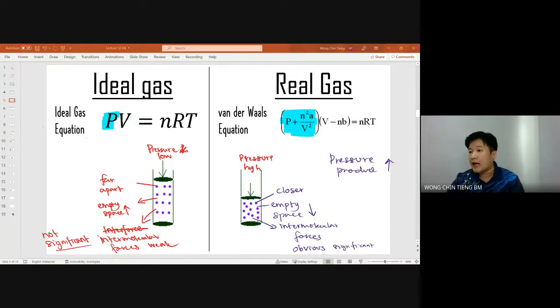Kenapa perlu tambah balik? I hope you remember that this is the ideal. Pressure, daya tarikan tinggi, so dia terikat. Bila dia terikat, pressure jadi rendah. Closer, empty spaces kurang, intermolecular forces jadi significant. Yes, sebab dia terikat kan? So, of course, intermolecular forces akan jadi significant.